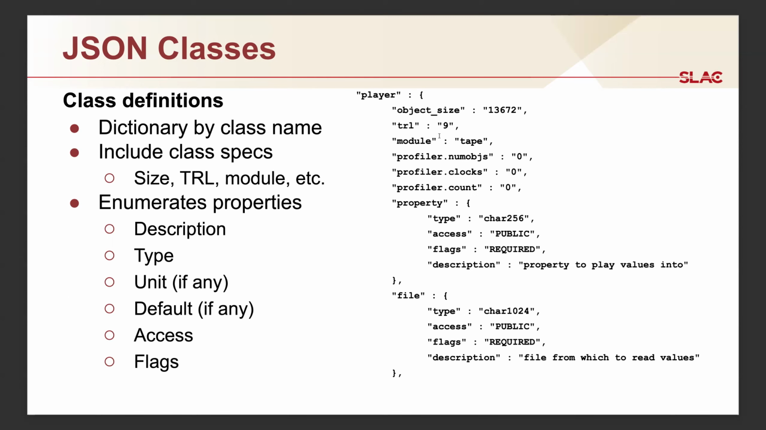But the important things are what module does the class belong to, and what properties does it implement, and what are the characteristics of those properties? What data type does it have? Is it accessible? Is it a required property? Is it an output? Is it an input? That kind of thing in the description. So all this information allows an API to help the user access the property and define defaults and things like that. So all of this information can be provided in this enumeration of the properties of a class.